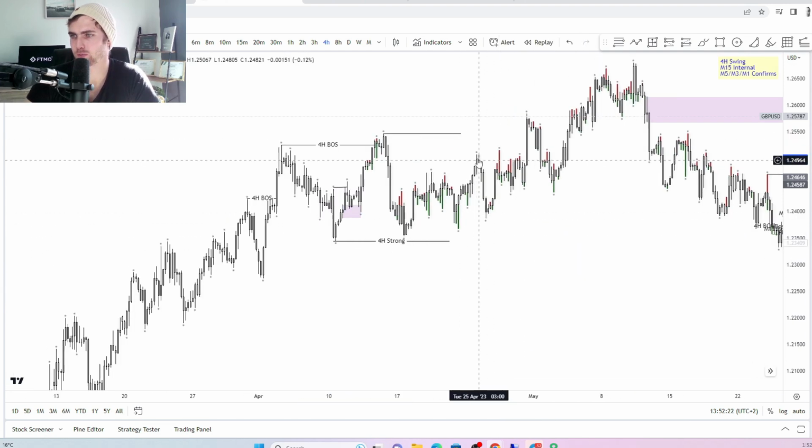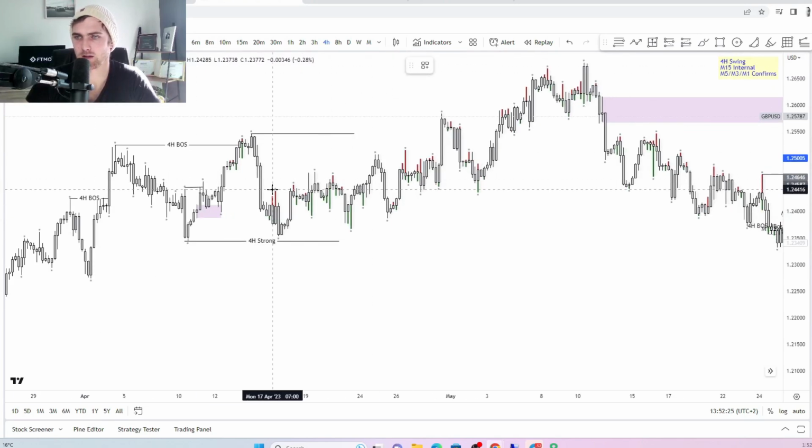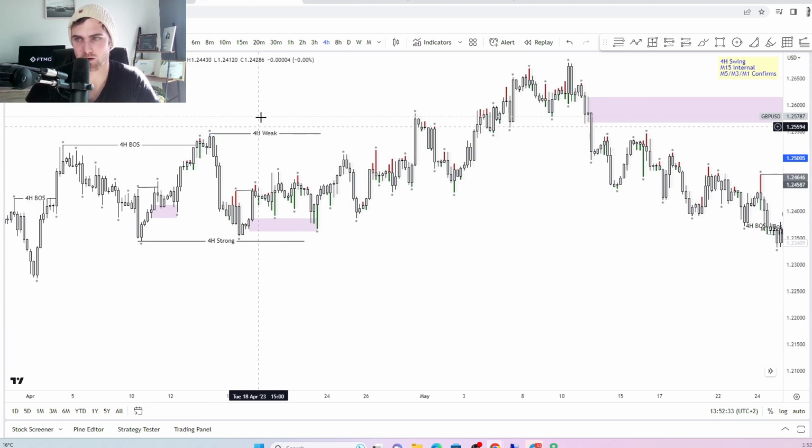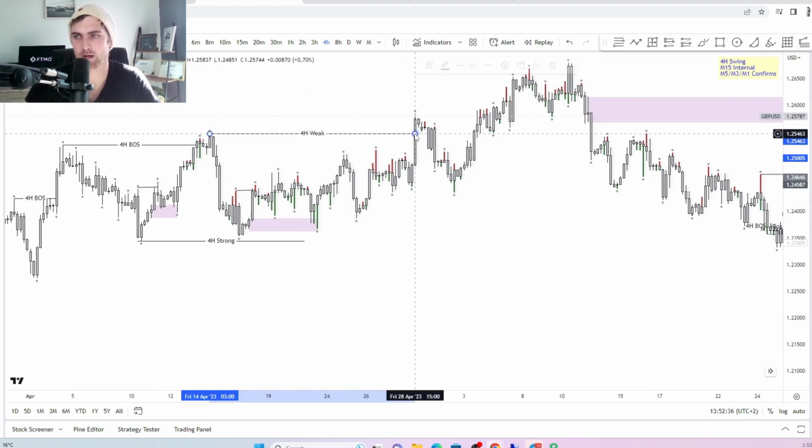All right, so after price then had that internal breaker structure to the upside, price then comes to mitigate areas of demand, where you can then look for valid entry criteria to target the 4-hour weak highs.